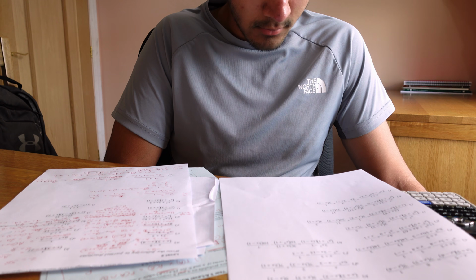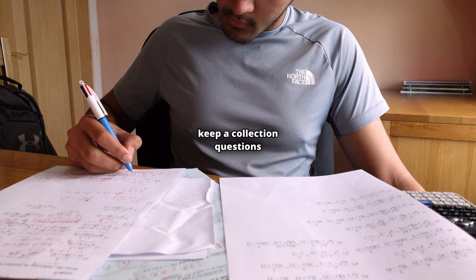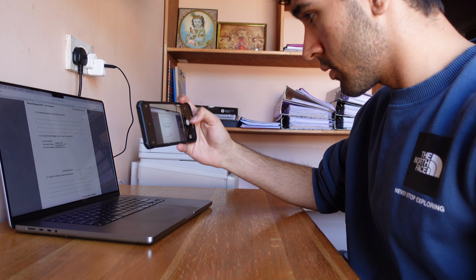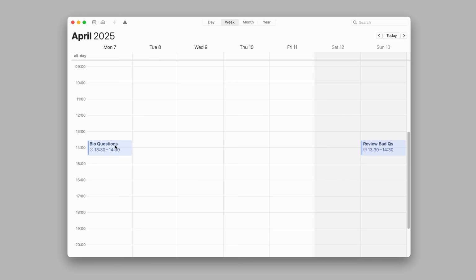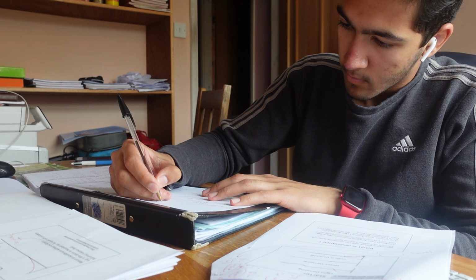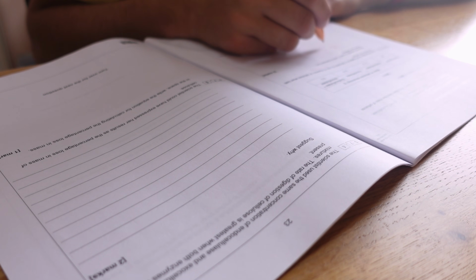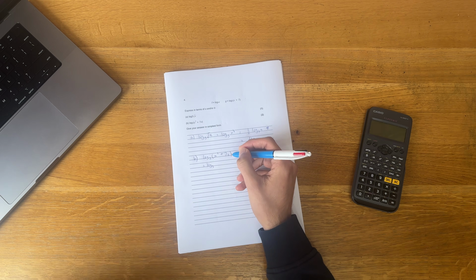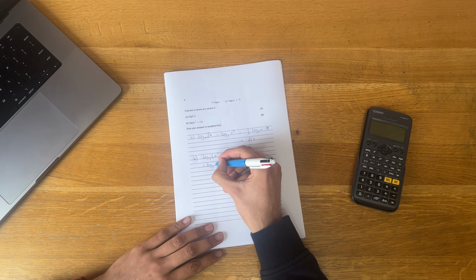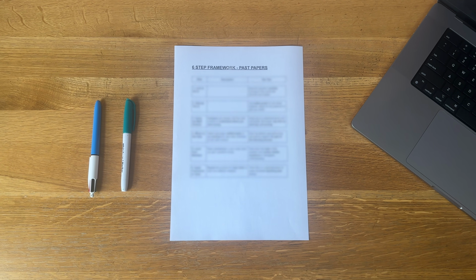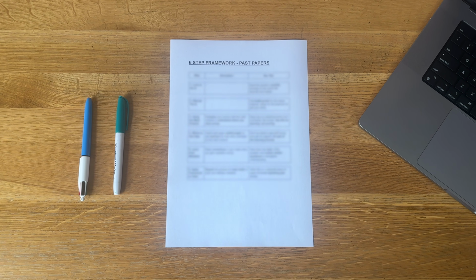And it might also help you to keep a collection of any questions you get wrong with the mark scheme. You could take photos or screenshots, and then you could do these questions in a few weeks to see if you have actually improved. And after practice questions, I would do past papers near exam season, but so many students do not know how to go through past papers properly. But I've got a video going through my 6-step past paper framework to make sure that you get those top grades that you deserve.